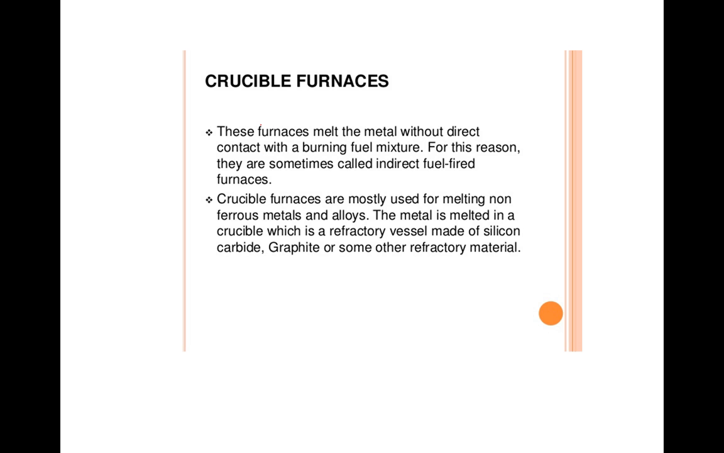So crucible furnaces, what are they? These furnaces melt the metal without direct contact with the burning fuel mixture. For this reason, they are called indirect fuel fired furnaces. Crucible furnaces are mostly used to melt non-ferrous metals and alloys. The metal is melted in a crucible, which is a refractory vessel made of graphite, silicon carbide, or some other refractory materials.